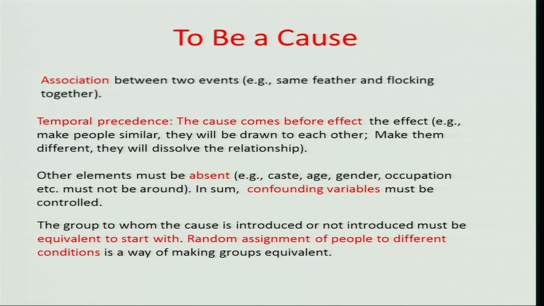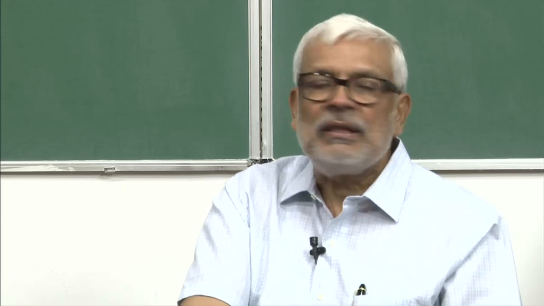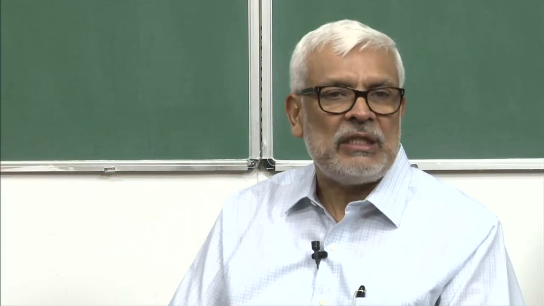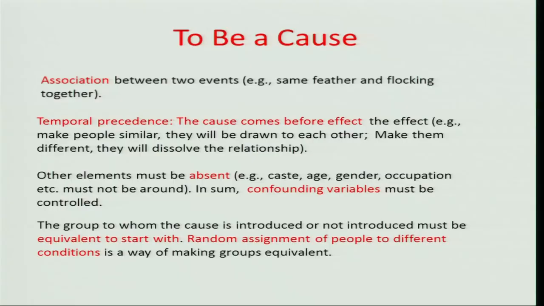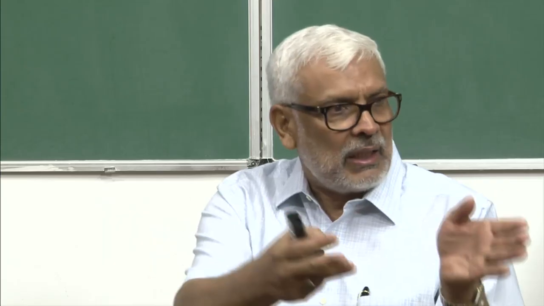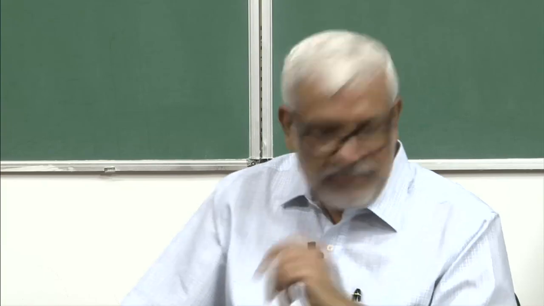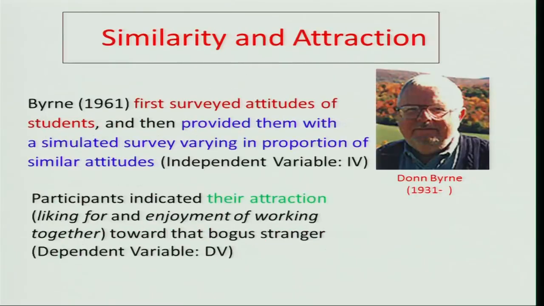And finally, to achieve this, we take a group of people who differ in many ways, so we randomly assign them to 2 different groups, and we believe that by random assignment to 2 different groups, the 2 groups become equivalent to start with. So these are the 4 conditions we need to satisfy. 1, association. 2, temporal sequence. Number 3, all other things are constant. And 4th, a group of people differ in many ways, so we randomly assign them to 2 conditions. One where there is a cause, another where there is no cause. If there is a difference, then we say this must be the effect.